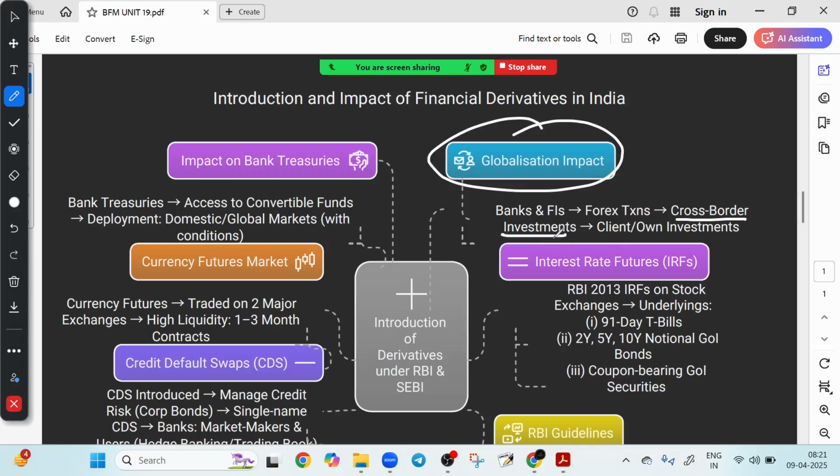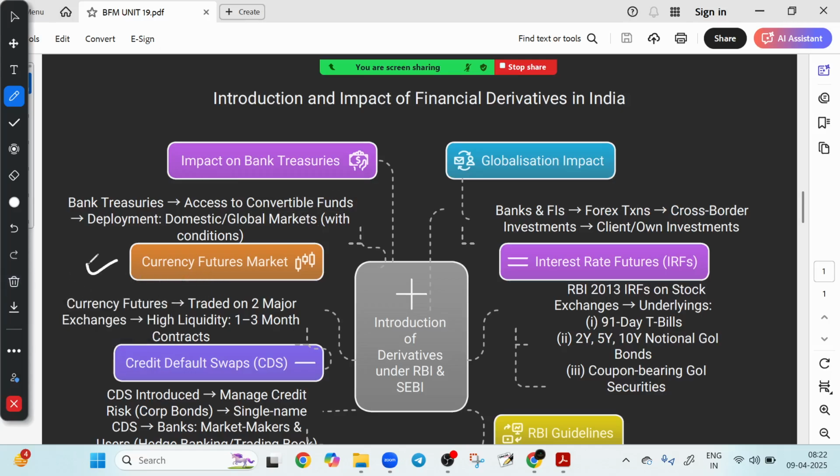Then let's see the impact on bank treasury. What is the impact of derivatives on bank treasury? See, bank treasuries now have access to convertible funds. You know about this convertible fund? So bank treasuries now have access to convertible funds, which can be deployed across domestic market and international market, of course within the regulatory boundary. It's about smarter fund use driven by strategic derivative tools. This is the impact on the bank treasury.